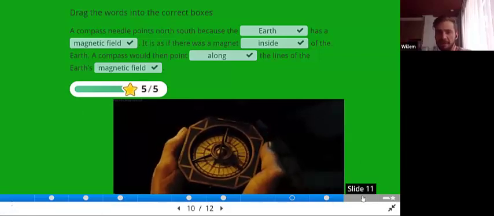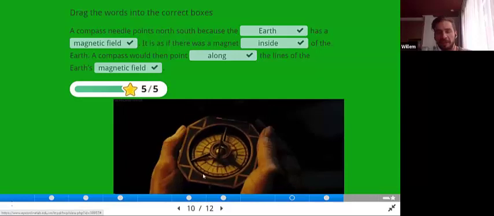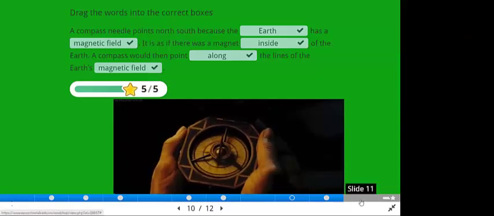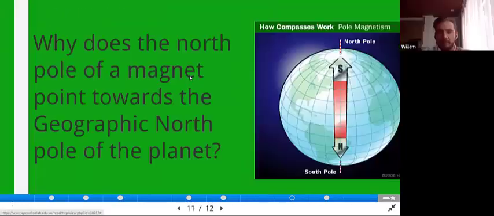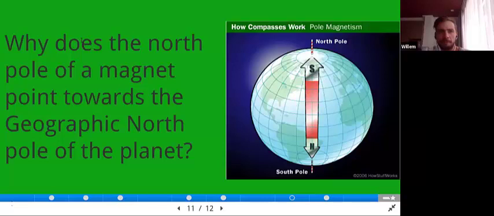Okay, do you recognize this magnet in the picture? Or this compass in the picture? Okay, so let's see. So here's now a class discussion. Now, why does the North Pole of a compass point towards the geographic North Pole of the planet?